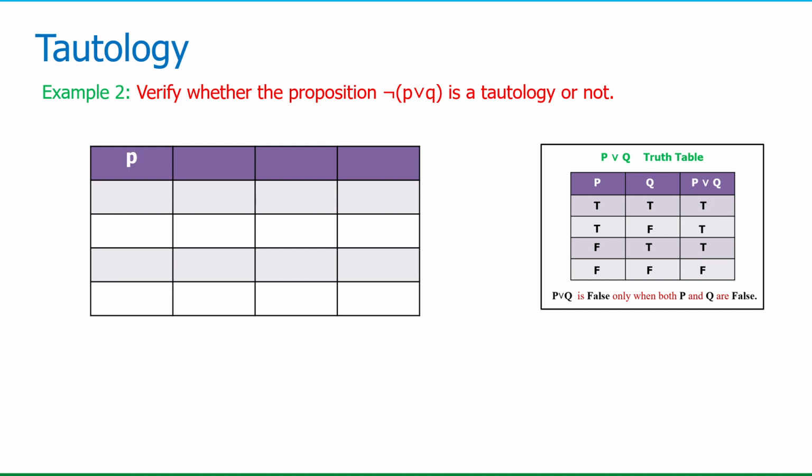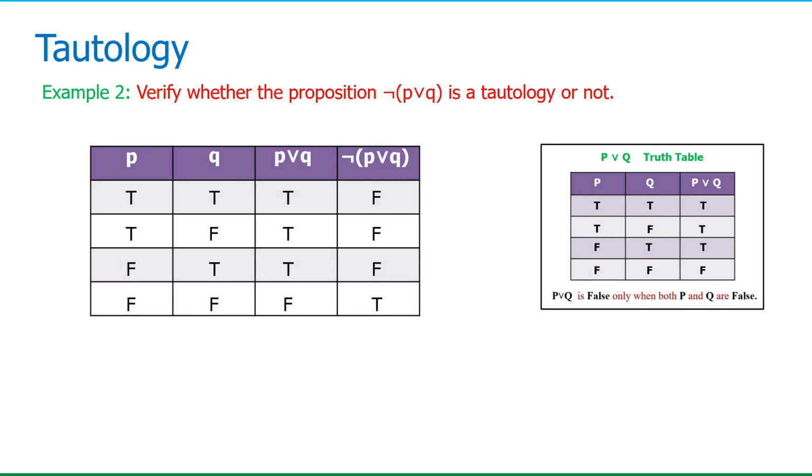P, Q, P disjunction Q and negation of P disjunction Q. If P is true, Q is true, then P disjunction Q will be true and its negation will be false. If P is true, Q is false, then P disjunction Q will be true, then its negation will be false. If P is false, Q is true, then P disjunction Q will be true, then its negation will be false. If P is false, Q is false, then P disjunction Q will be false, then its negation will be true.